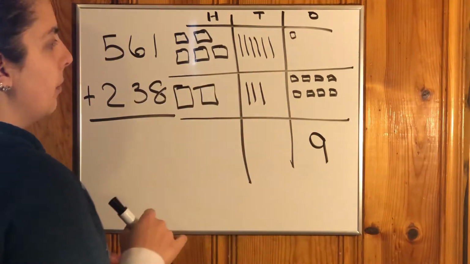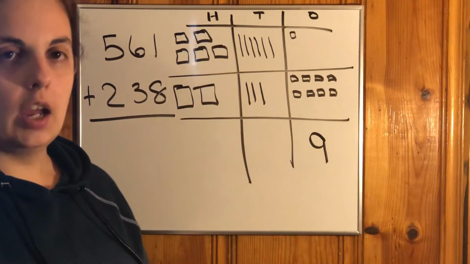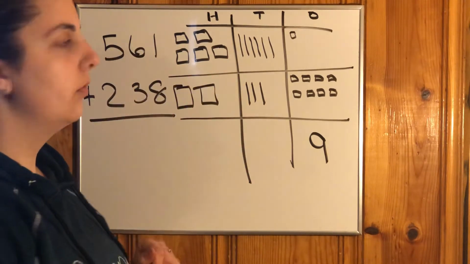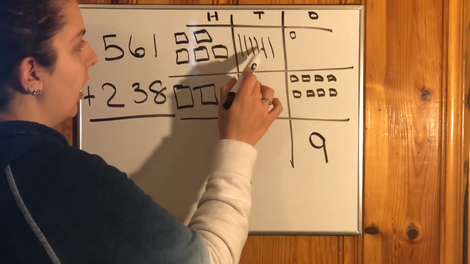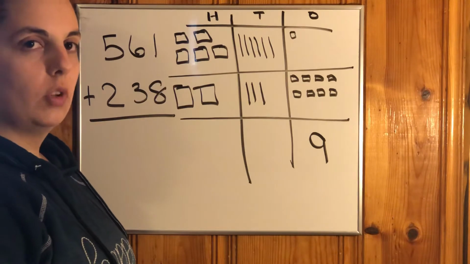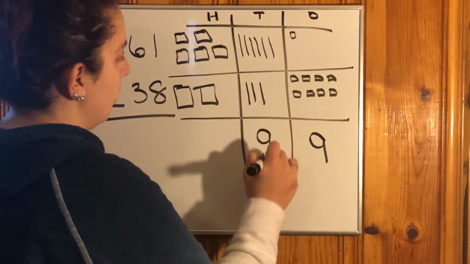Now I'm going to count up my tens. Same thing, if I have 10 or more tens, I need to regroup and trade it in for 100. Okay, let's count them up. 1, 2, 3, 4, 5, 6, 7, 8, 9. Once again, not enough to regroup, so I'm just going to leave my answer. So I have a 9.